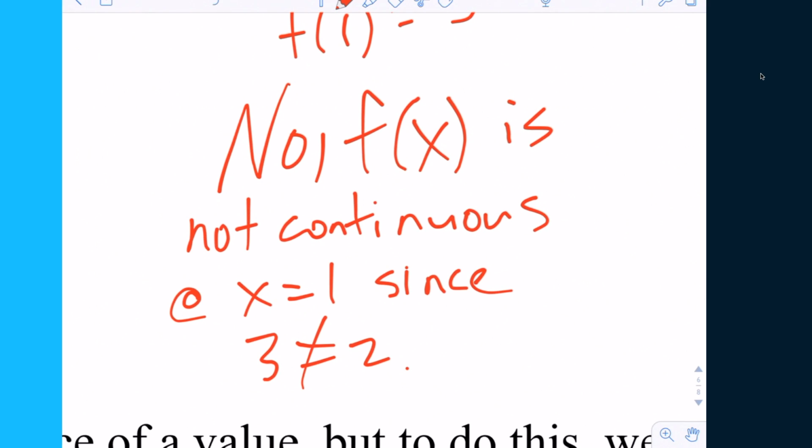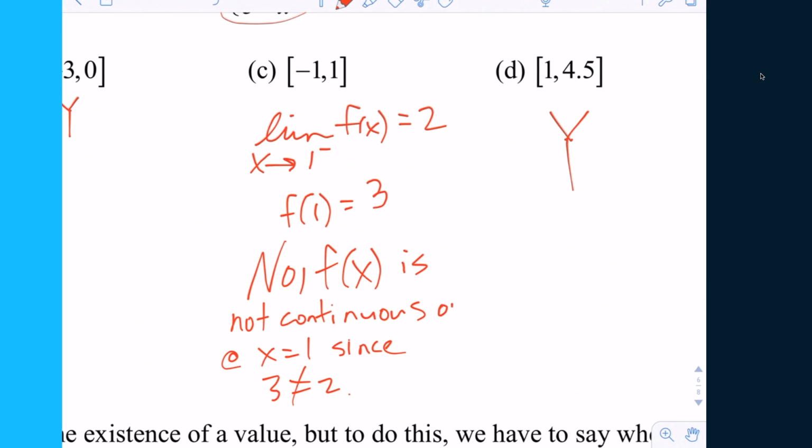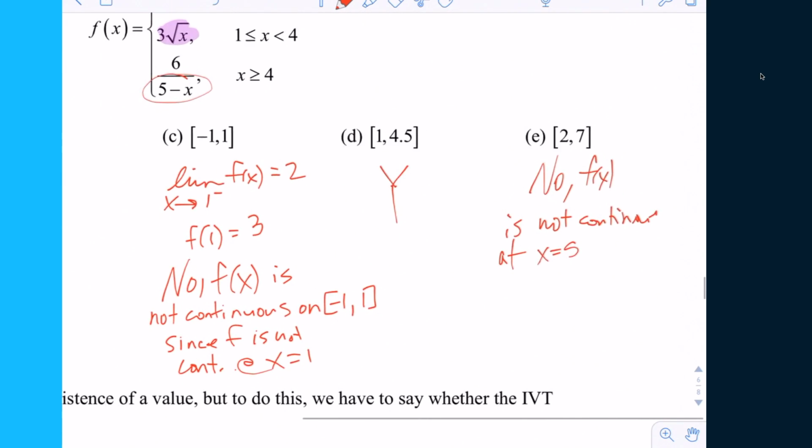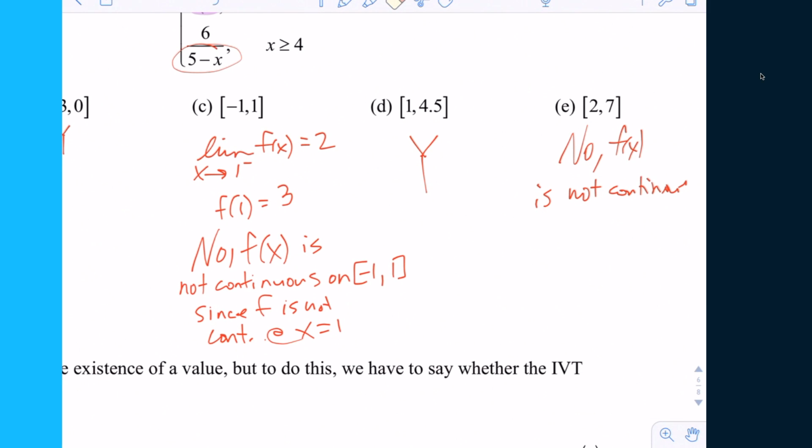F is not continuous. The question was on the interval, sorry, let me come back, -1 to 1. So now we're answering a different question. Since f is not continuous, my bad, at x equals 1. No. Because it's a different question. Yes, it's not continuous on the interval.